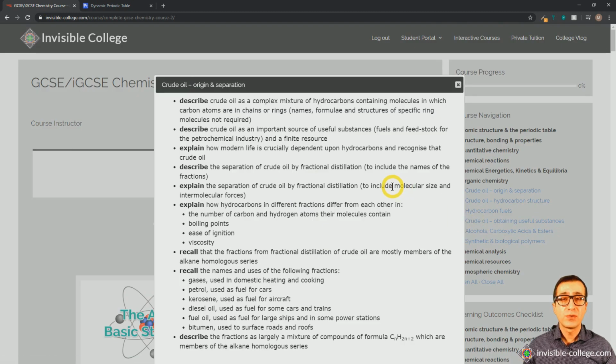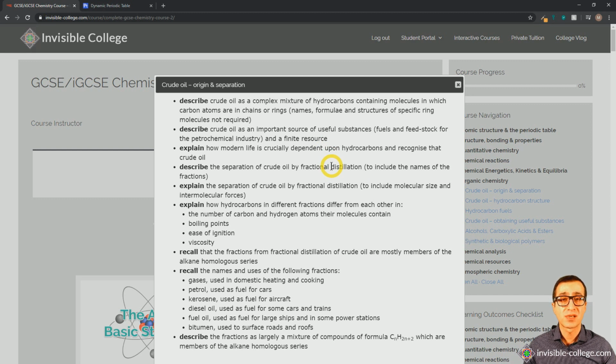So in this lesson, we need to first start by looking at crude oil. Now, crude oil is a mixture. It's a very complex mixture of hydrocarbons, and we're going to be exploring the idea of hydrocarbons both in this lesson and subsequent lessons of this topic. And we're going to be looking at crude oil in the sense of how it is formed.